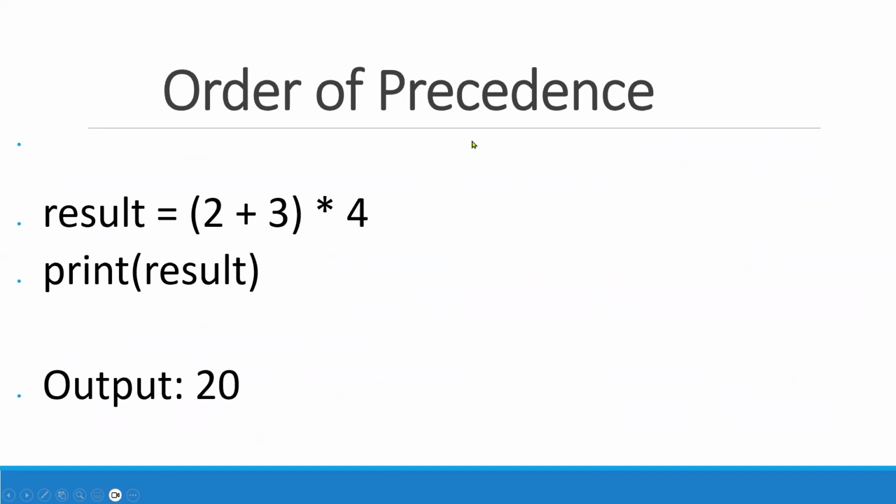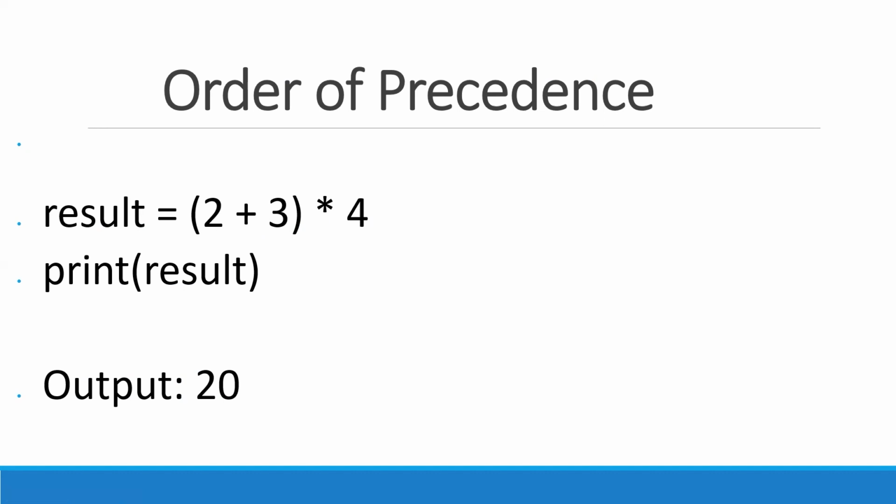So let's look at the order of precedence here. If I have result equals 2 plus 3 times 4, but I have parentheses here, that means 2 plus 3 will be executed first, giving me 5, and then times 4, the result will be 20. Now, if I don't have parentheses here, then we will do 3 times 4, which is 12, plus 2 will be 14.